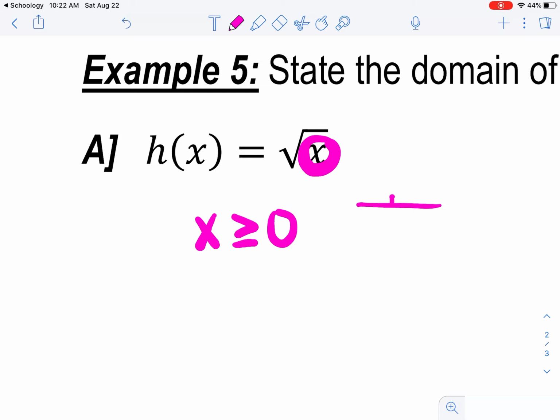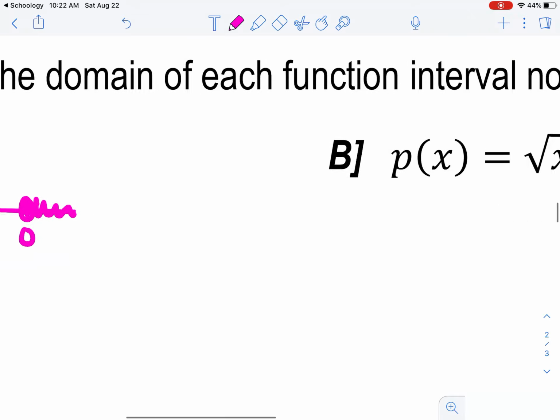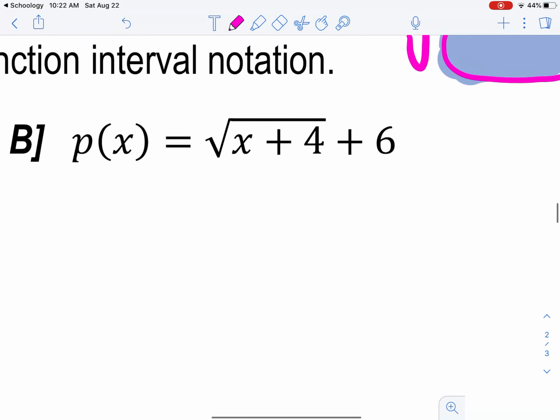If you need to draw a sketch as we start here, that's fine. That's a closed point there going forever. So that would be bracket 0, comma, infinity, parentheses. And there's your domain. All right, looking at the next one, are there any restrictions on your domain? The answer is yes, because there's a square root.